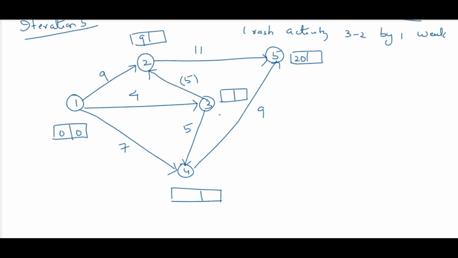So it is 20. Here it is our 4, and here it will be our 9. 5 plus 4 is 9 rather than 7. And here, if we return back from 20, 20 minus 9 is 11. And here it is 20 minus 11, 9. 9 minus 5 is 4. So we got this network.